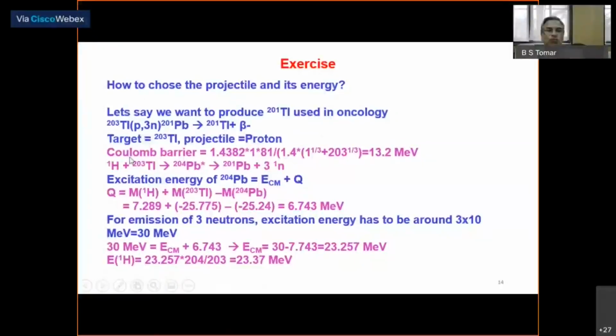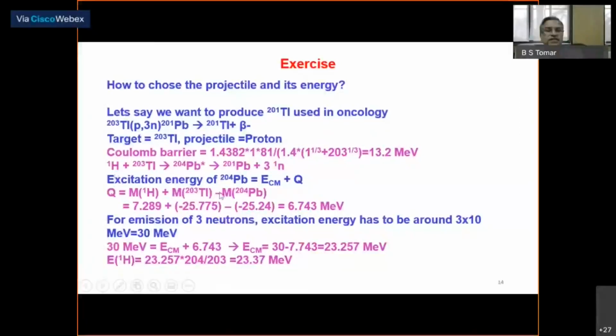So let us calculate the Coulomb barrier. The Coulomb barrier is 1.44 Z1 Z2 by R0 (A1^(1/3) + A2^(1/3)). So if you put these numbers, you get 13.2 MeV. And this is the reaction. So 3 neutrons are emitted in this reaction.